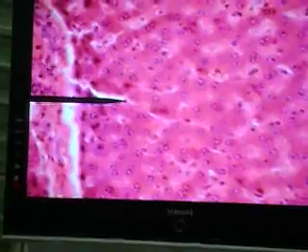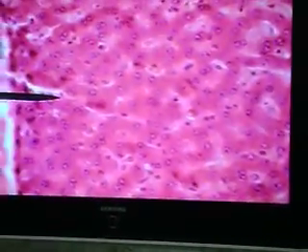Cytoplasmic processes, where? Great. Right, I see 1, 2, 3, 4, 5, 6 cytoplasmic processes. Alright? It's all imaginative. When you're an anatomist, you have very good eyes. You see what others can't see.